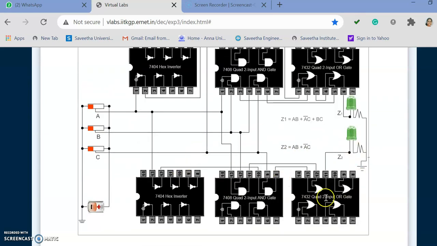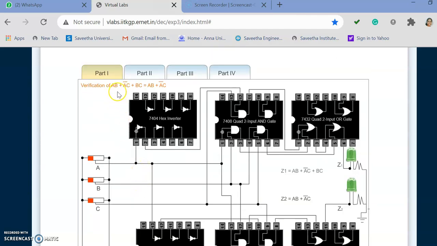So we have connected this IC diagram. Let's see how to connect it. Our expression is AB plus A complement C plus BC. We need to write the truth table for each and verify whether LHS equals RHS. A, B and C are the input variables. Z1 and Z2: we consider Z1 equals AB plus A complement C plus BC, and we assume Z2 equals AB plus A complement C. Z1 and Z2 are outputs, and we represent these outputs using LEDs.